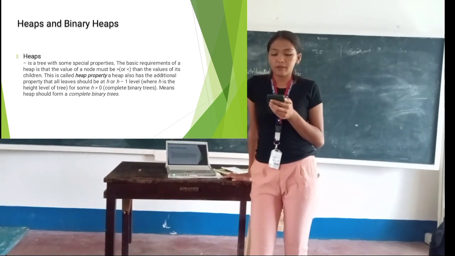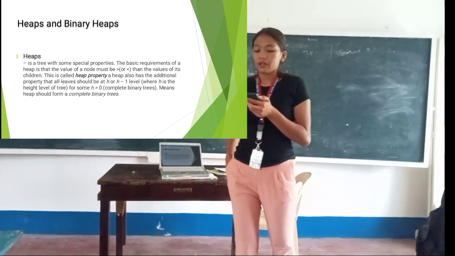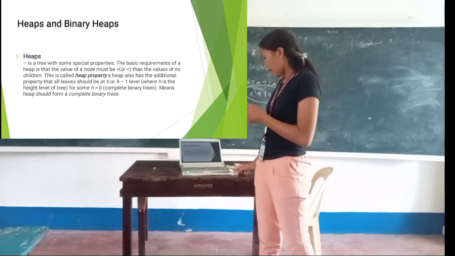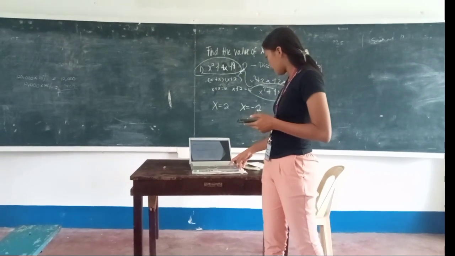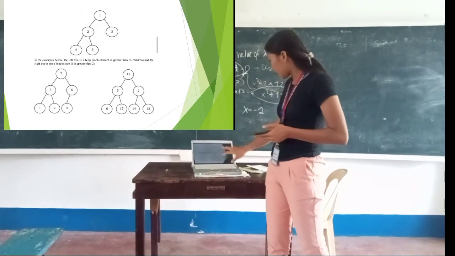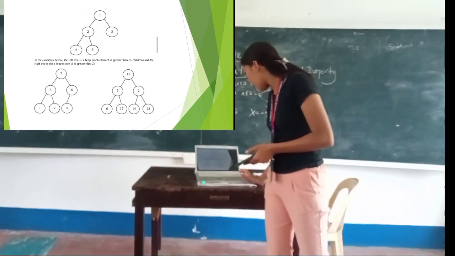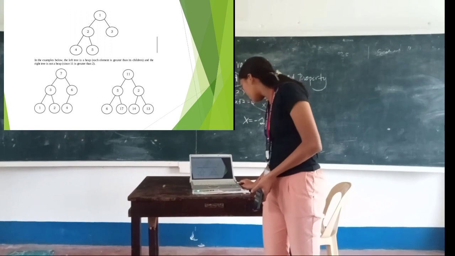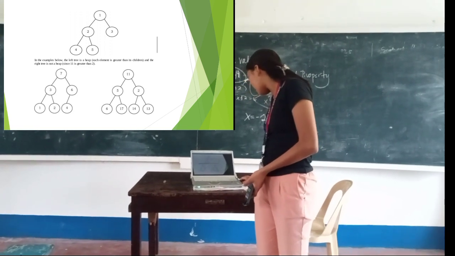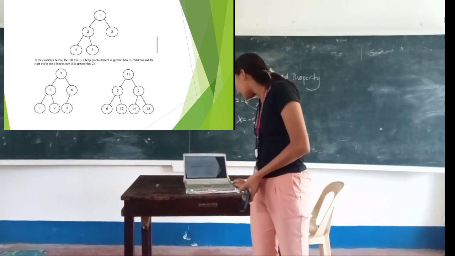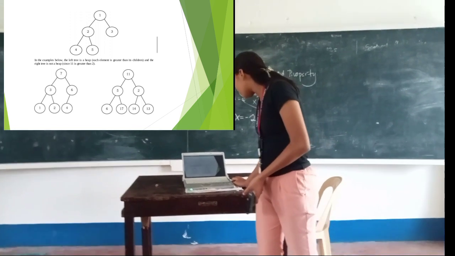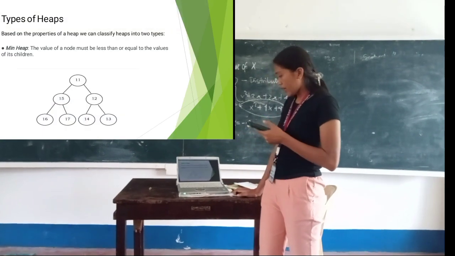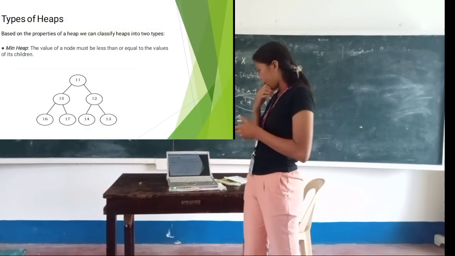Heap has specific order properties. The ordering can be one of two types. Let us see an example. In the example below, the left tree is a heap, since each element is greater than its children, and the right tree is not a heap, since 11 is greater than 12. So the two types of heaps are min heap and max heap.